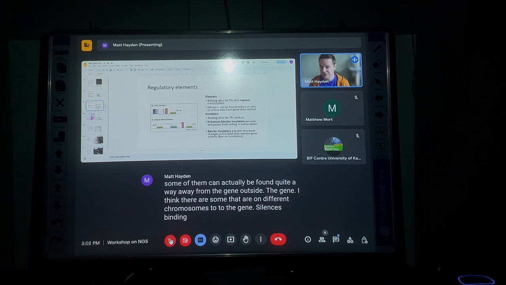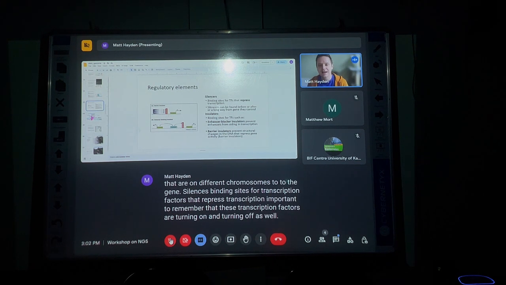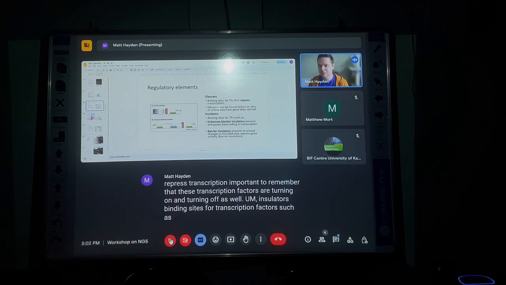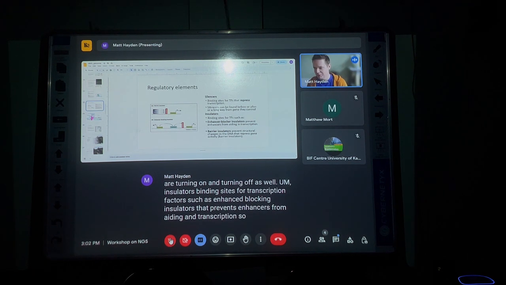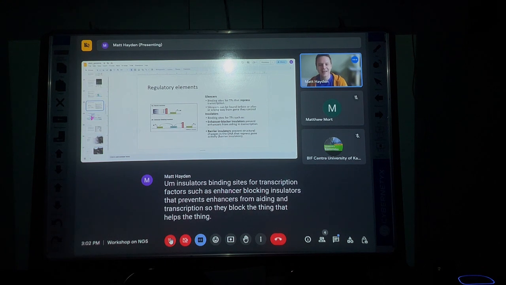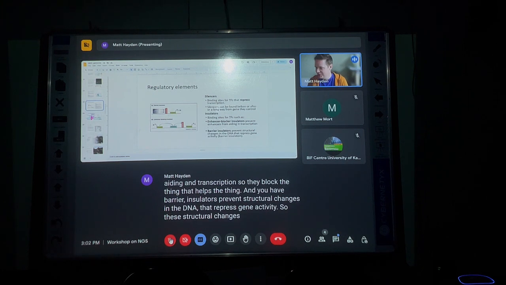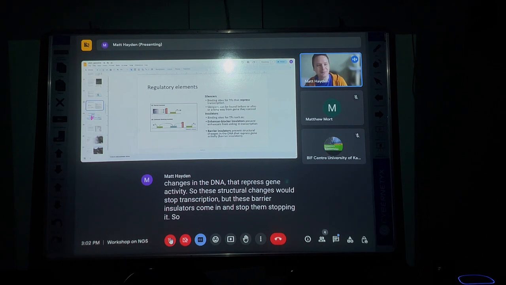Silencers, binding sites for transcription factors that repress transcription. Important to remember that these transcription factors are turning on and turning off as well. Insulators, binding sites for transcription factors such as enhancers, blocking the insulators that prevents enhancers from aiding in transcription. So they block the thing that helps the thing. And you have barrier insulators prevent structural changes in DNA that repress gene activity. So these structural changes would stop transcription. These barrier insulators go in and stop it. So it's quite a complicated thing.